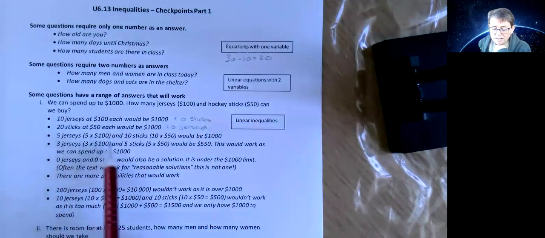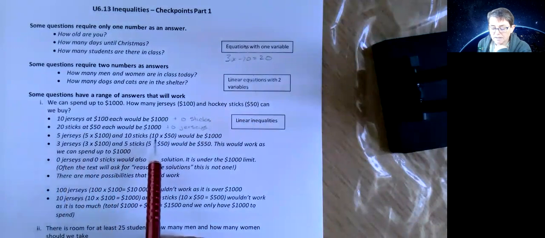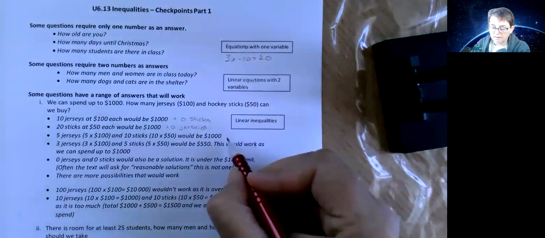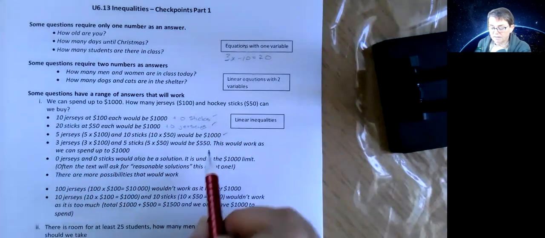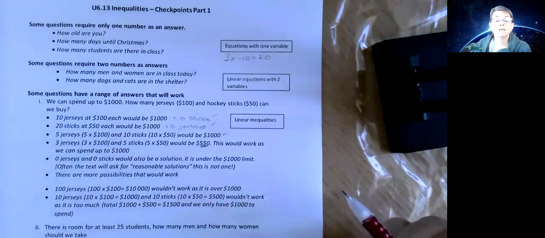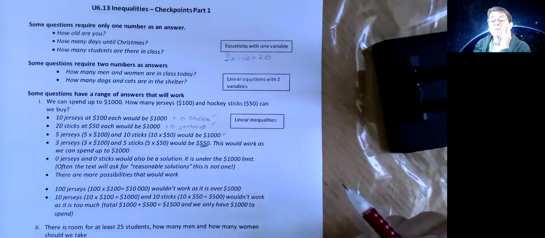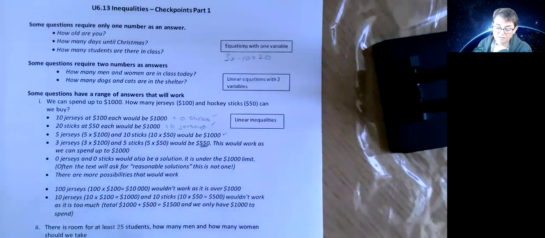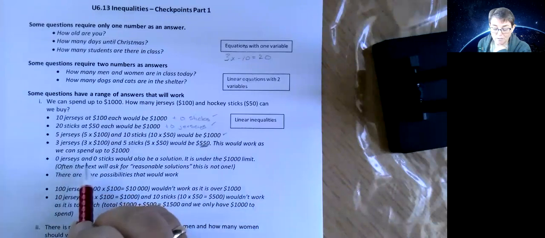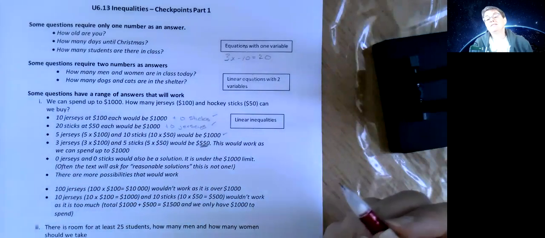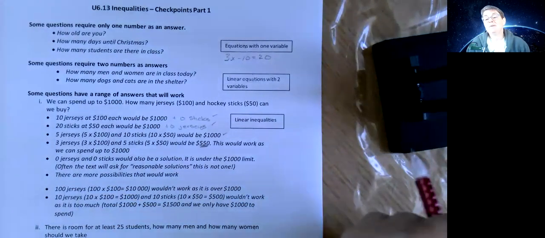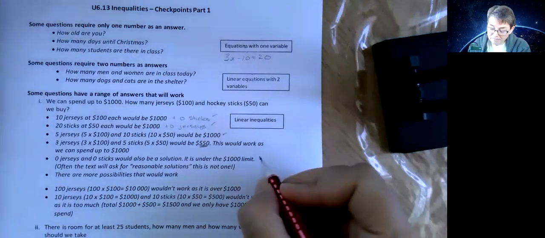We could buy 5 jerseys and 10 sticks. So 5 times 100 and 10 times 50, it's still going to be 1,000. Check. That works. We could buy 3 jerseys and 5 sticks, and it'd be $550. I don't know why you'd want to do that, but maybe that's all we need. And it said we can spend up to 1,000, so as long as we're under 1,000, we're fine. Speaking of which, we could buy no jerseys and no sticks, and that would also work. Be under $1,000. Maybe we can give it back and use it for something else. Still under the limit.